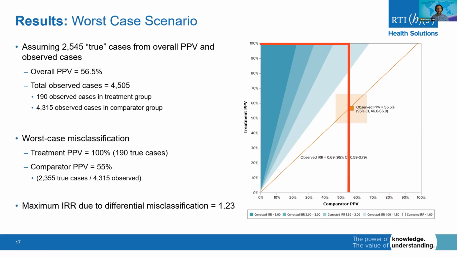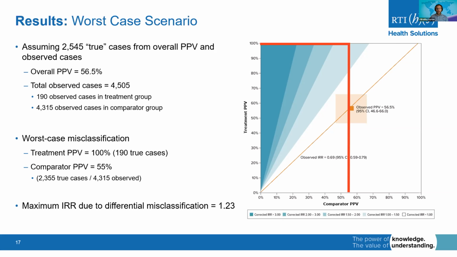and case counts. And as I mentioned before, using the overall PPV of 56.5% and the 4,505 observed cases from the study, we would assume that 2,545 observed cases were true. Now, given this info, how badly could misclassification have affected our study conclusions? So what if the treatment group had a PPV of 100%, if it was perfectly classified? There were only 190 observed cases in the treatment group. And if all 190 were true cases, then that would leave 2,355 true cases in the comparator group. Having 2,355 true cases out of the 4,315 observed cases in the comparator gives us a comparator PPV of 55%.